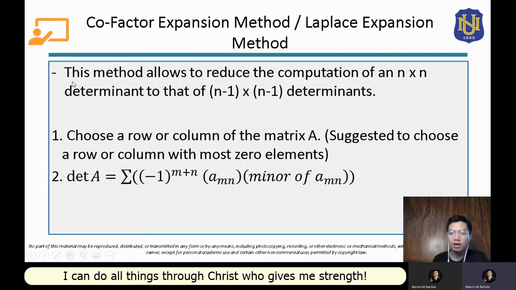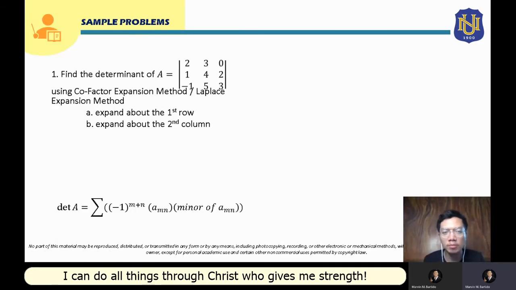Okay, so let's start solving using this method. Let's solve this sample problem. Find the determinant of matrix A using the cofactor expansion method or Laplace expansion method. Letter A, expand about the first row, and then letter B, expand about the second column. As you can see here, our given is a 3 by 3 matrix.